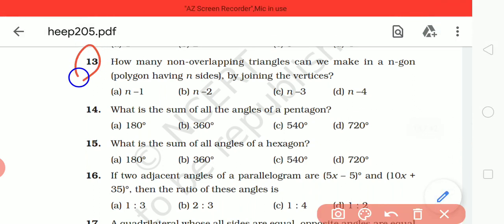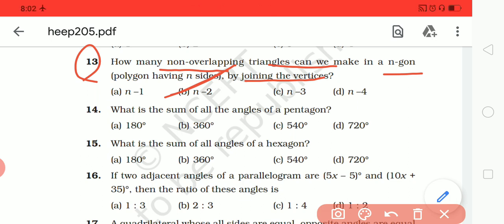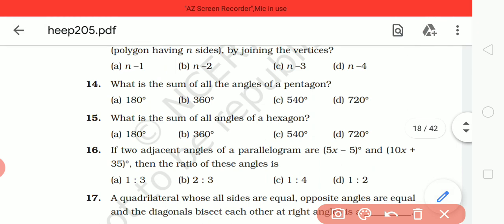Question 13: how many non-overlapping triangles can we make in an n-gon by joining the vertices? In an n-gon, you know that the sum of interior angles is (n minus 2) into 180 degrees. So n minus 2 triangles are there, because after that it will overlap.